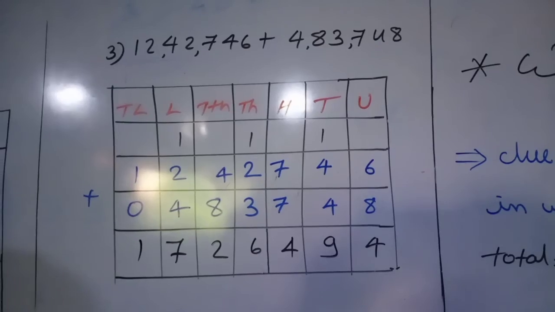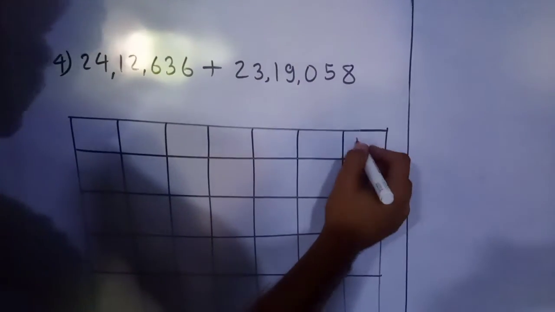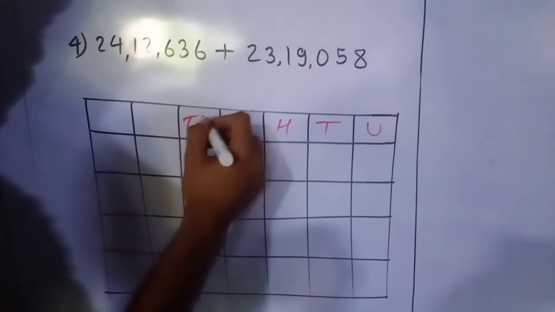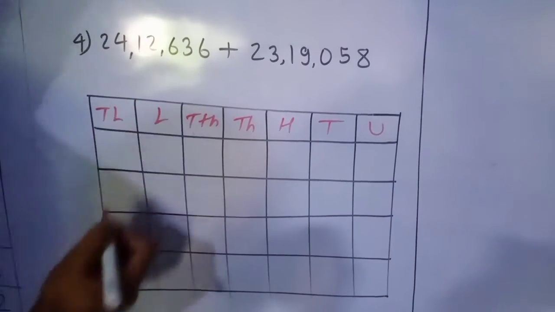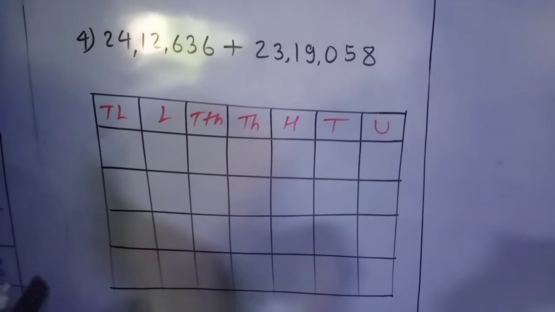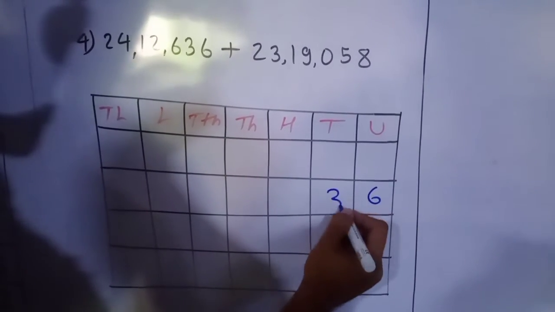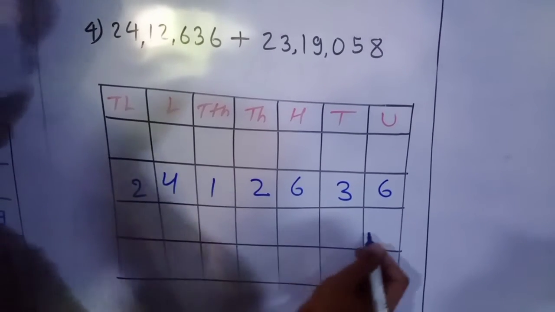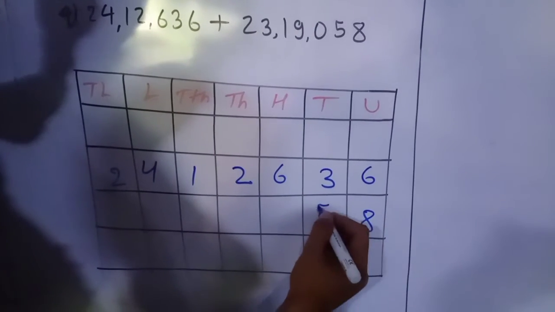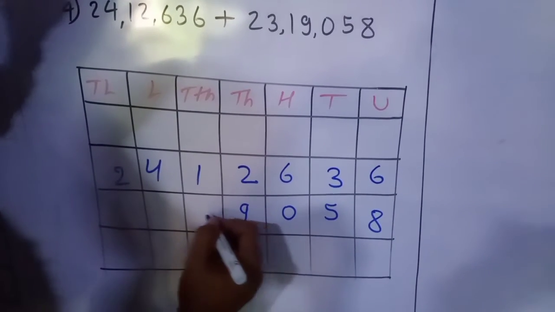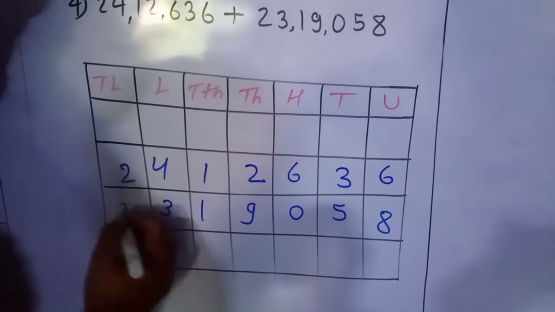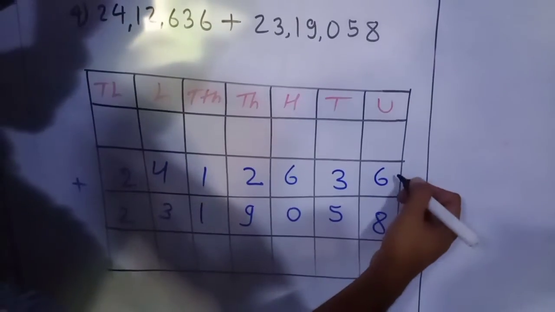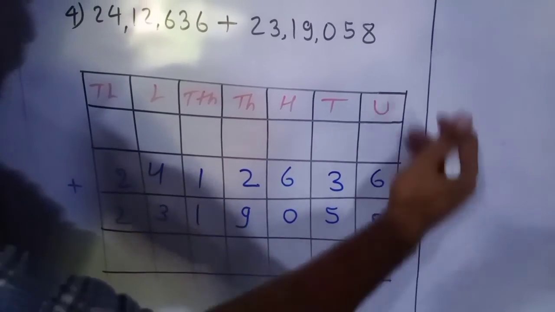Now for question number 4, again unit, tens, hundred, thousand, 10,000, lakh, 10 lakh. Now put the numbers: 6, 3, 6, 2, 1, 4, 2. Second number 8, 5, 0, 9, 1, 3, 2. Put the sign of addition. So start from the right hand side. Always we are going to start the addition from the right hand side.